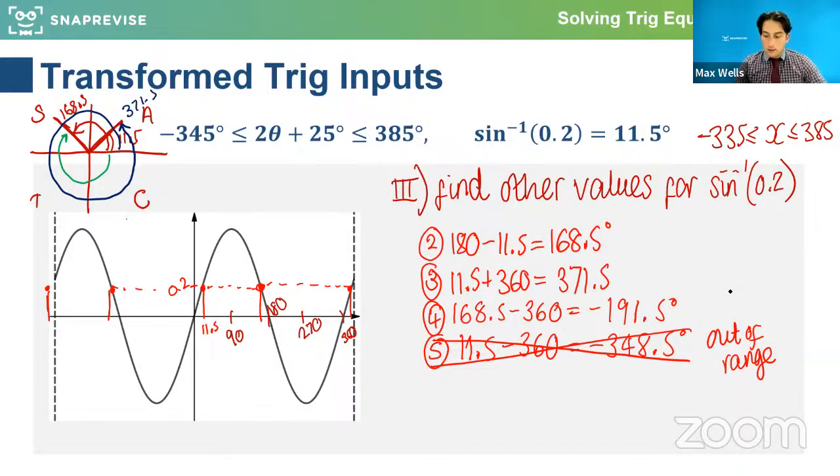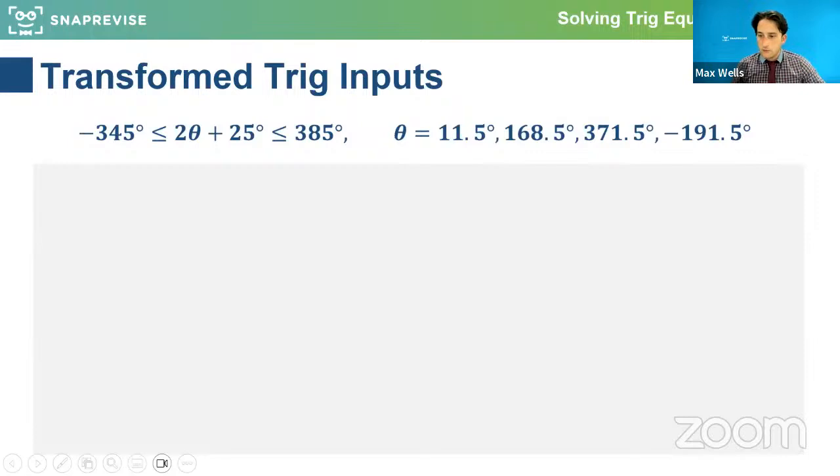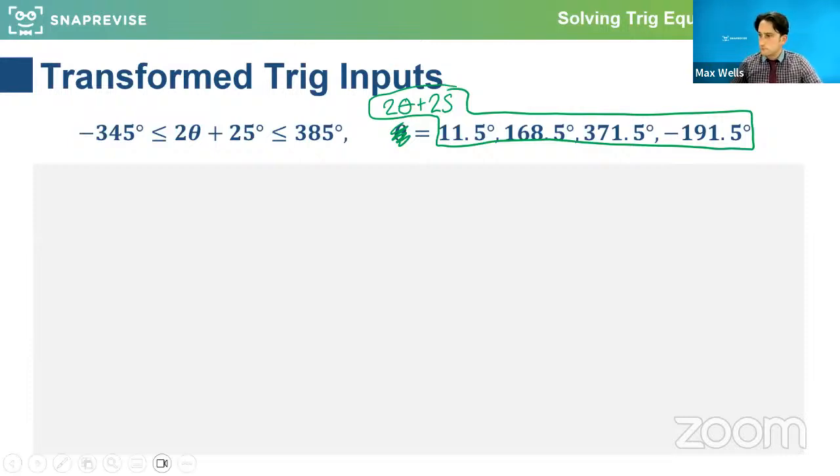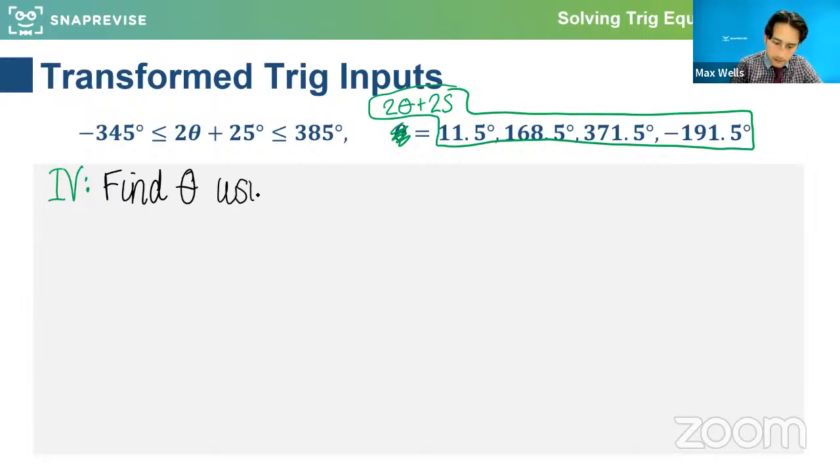Now, this isn't finished, because what we've actually just found, these values here, are values not for theta, in fact for 2 theta plus 25. Can anyone suggest what we need to do to these answers? Any ideas? Right. Yeah, we need to adjust them. Absolutely right. Very well suggested. So the next step is that we need to find the original theta we were looking for using the inverse transformation. Very well done.